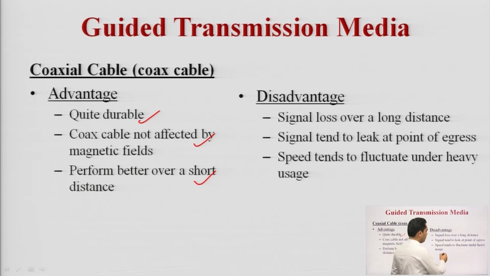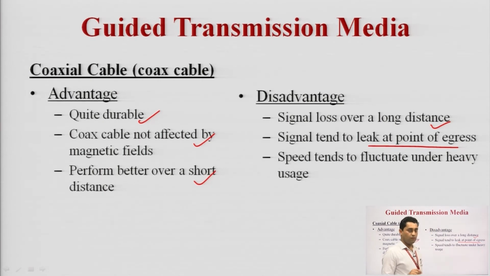So, we can say the signal is lost over longer distances. When we have multiple buildings in a college, the distance between one campus and another campus is a kilometer or more. Now, it is not good to use the coaxial cable because over longer distances again there is a distortion of the signal. The signal tends to leak at the point of egress. When you are joining two cables at that particular point, there is a leak of the signal. So, it is not appropriate to have leakage points in between the cables.